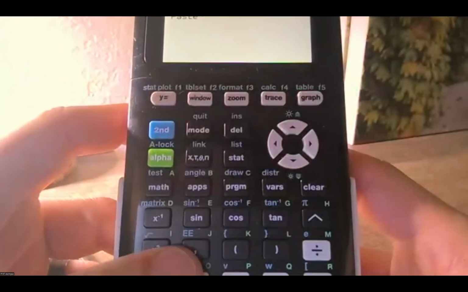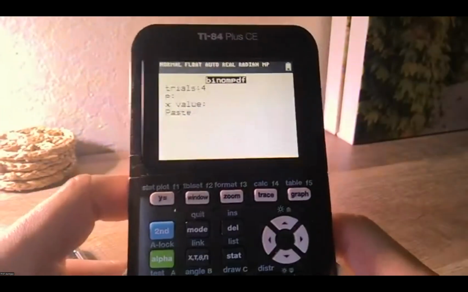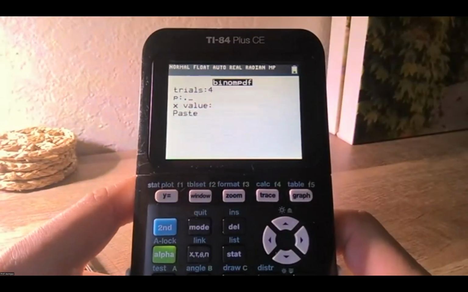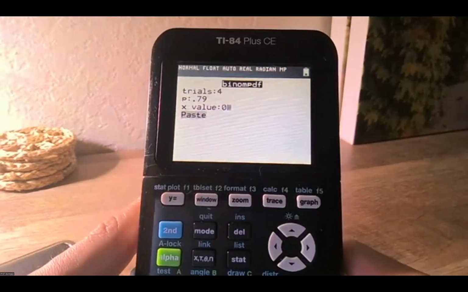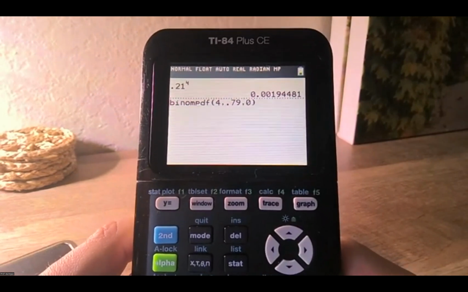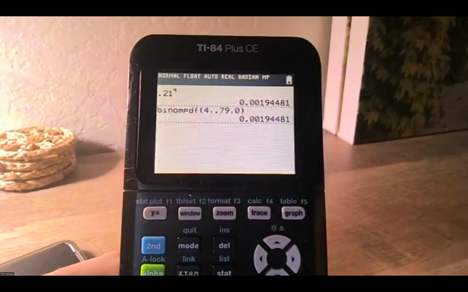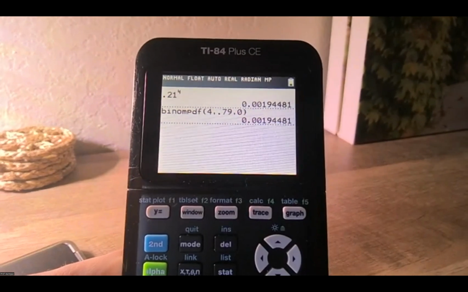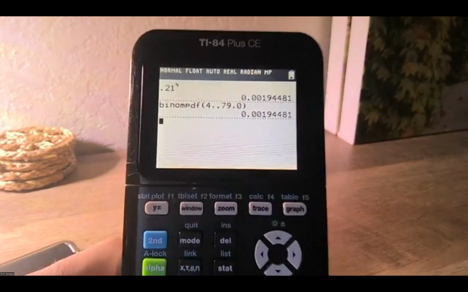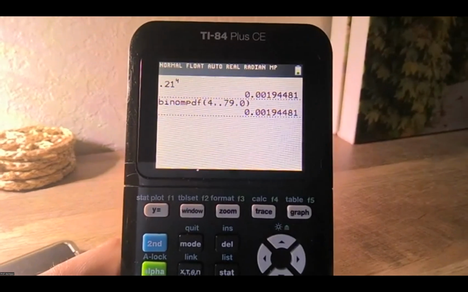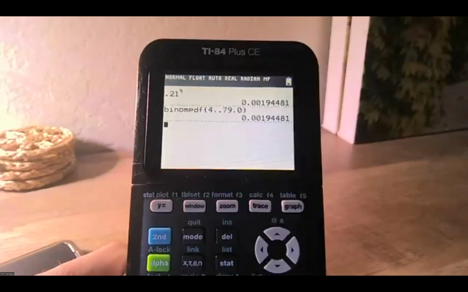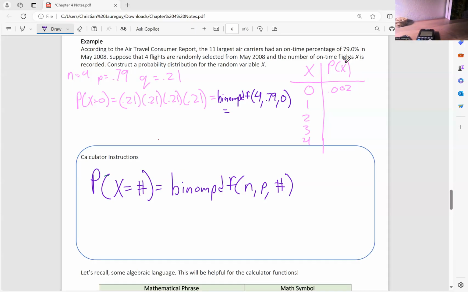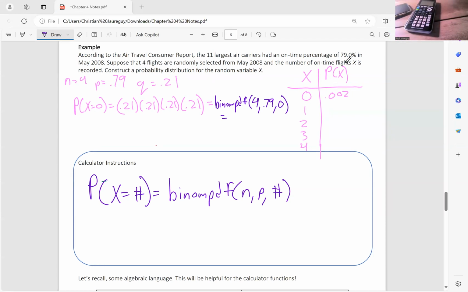You type it in. What are the trials? 4. What is the P? 0.79. And the X value for now is 0. And there's our answer, the same exact answer as we got before, 0.002. So I hope that's making some sense. Now what I'd like you to do is go ahead and try it for the next 3.